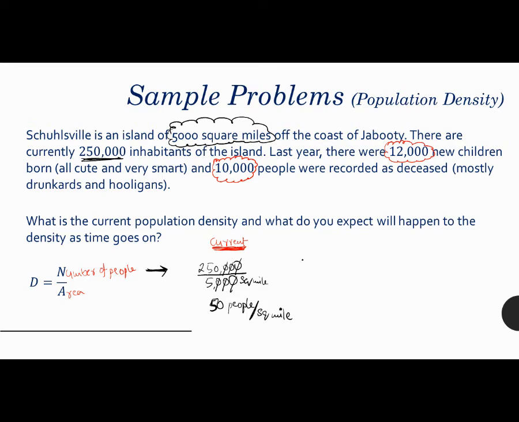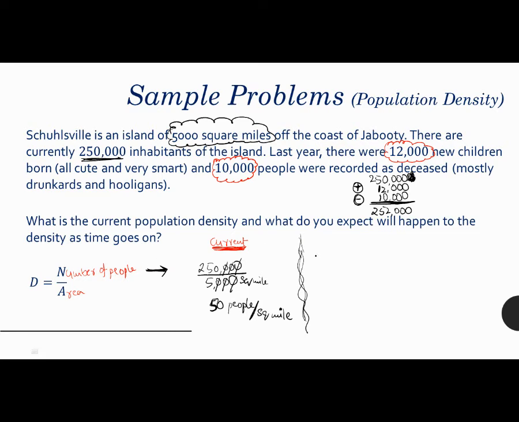Let's say there is a change in population. After the change has taken place, let me compute. In the beginning, 250,000 and 12,000 newborn babies are added to this population. Next, 10,000 people passed away or died. So 12,000 are born and 10,000 passed away, which means the number is increased by 2,000. Therefore, it is 252,000.